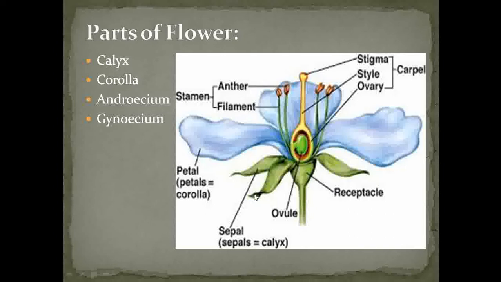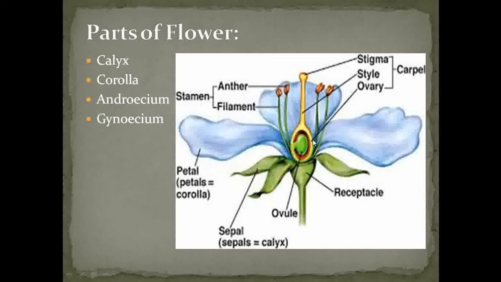The first whorl of a flower is called the calyx, which is usually green in color and helps in the process of photosynthesis. The next whorl to the calyx is called the corolla, which is generally colored in nature. And this corolla helps in the process of pollination.